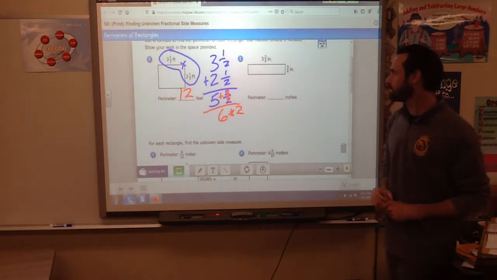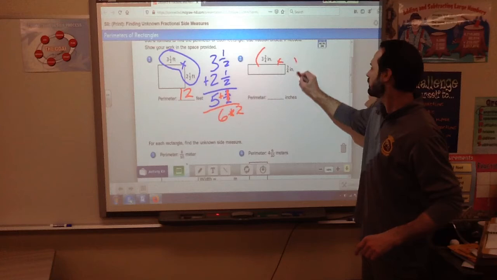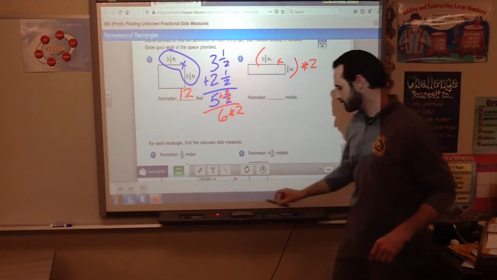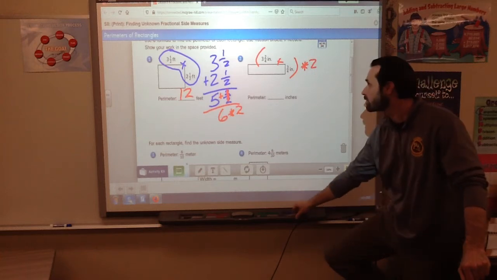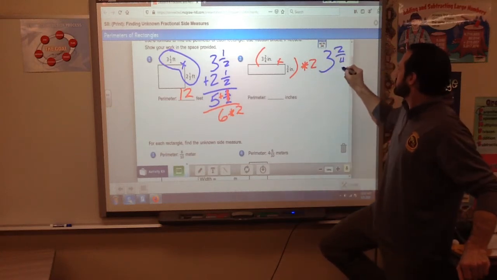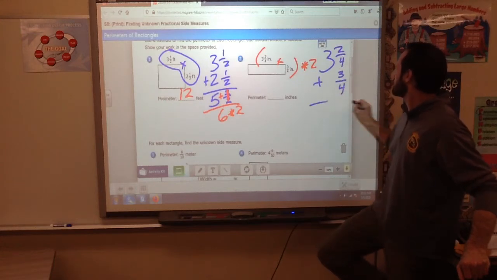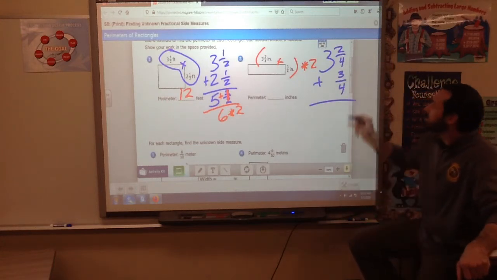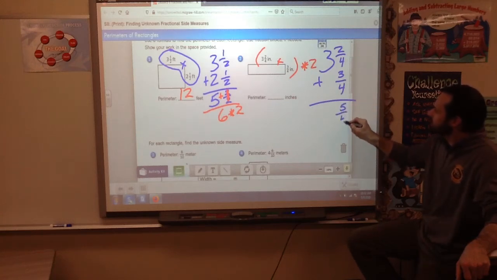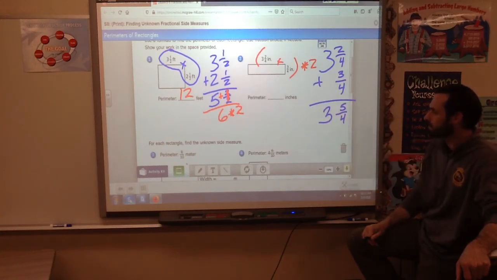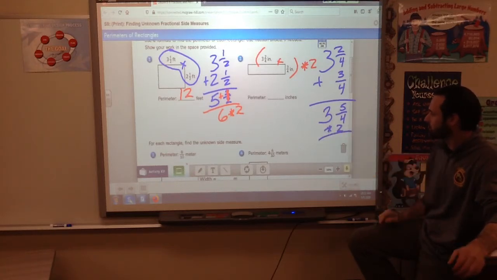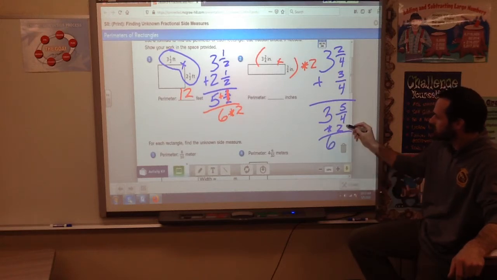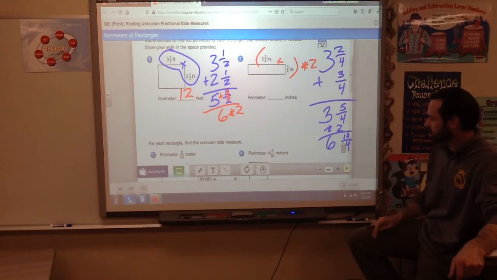Try this one on your own. Add them, then multiply by 2. Three and 2/4 plus 3/4 is 5/4 and 3. Now if you wanted to, you could just simply take that right now and multiply by 2. 3 times 2 is 6. 2 times 5 is 10. 1 times 4 is 4, so you'd end up with 10/4.